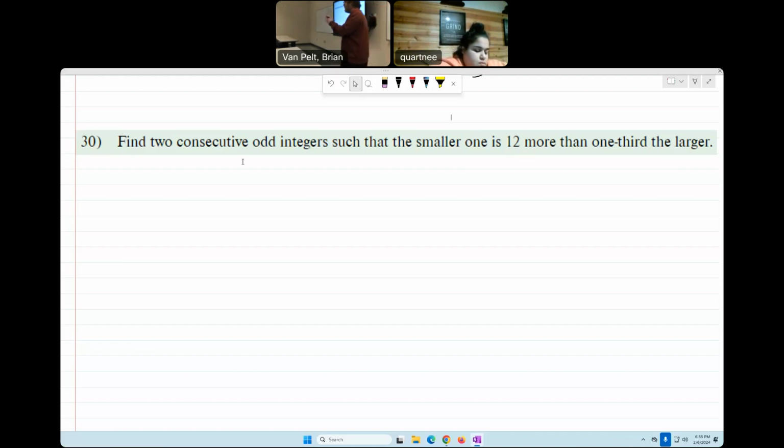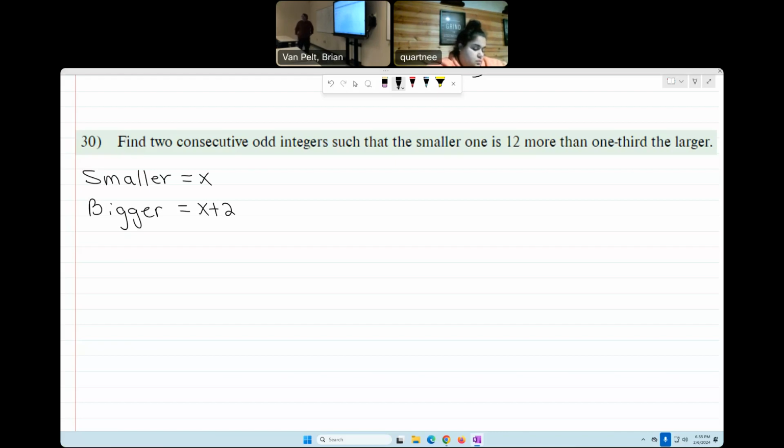So it's the same idea that we've been using throughout this whole thing. What I would do is probably do a smaller and a bigger. So the smaller is going to equal x, and the bigger equals x plus 2. Are we good? The integers jump by twos because you're talking about odd ones.